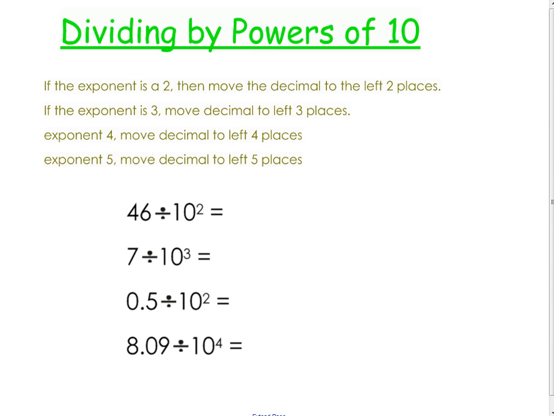Dividing by powers of 10. We already learned how to multiply by powers of 10. Now we're going to divide. So when we did multiplying by powers of 10, we moved our decimal to the right. With dividing by powers of 10, we're just going to move the decimal to the left.